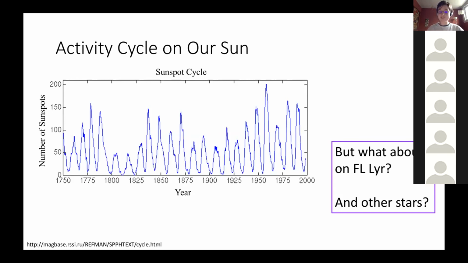And we have lots of data on this. We can track it over time. And this is really interesting that it happens this way on our sun. But we don't know how this works on any other stars. Like, is this happening on FL Lyra? This is what we want to know. So how is it working on other stars? And is it similar? Does it have a cycle like this? Is it somehow different, right? We don't know.